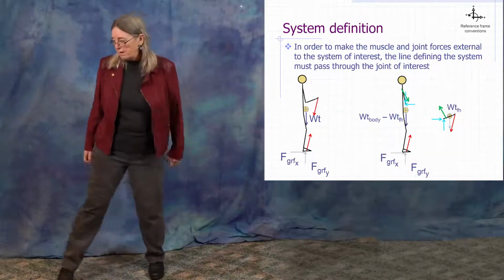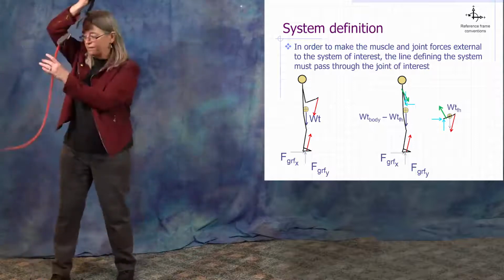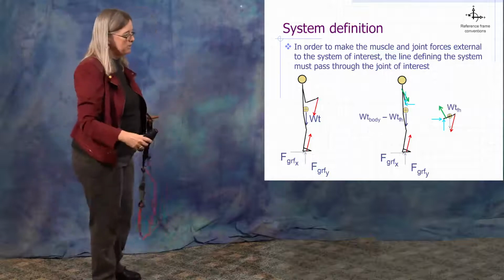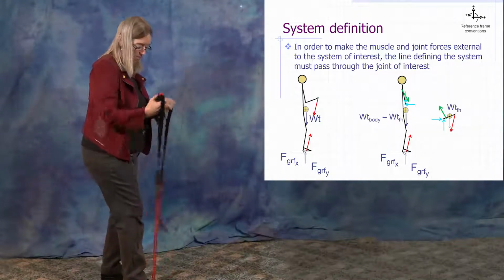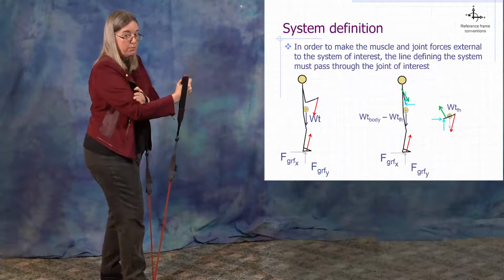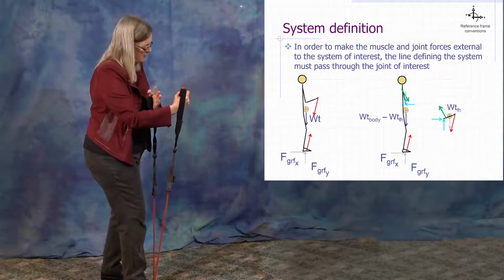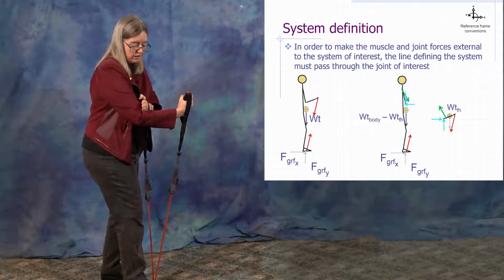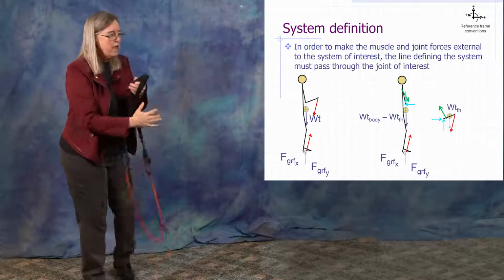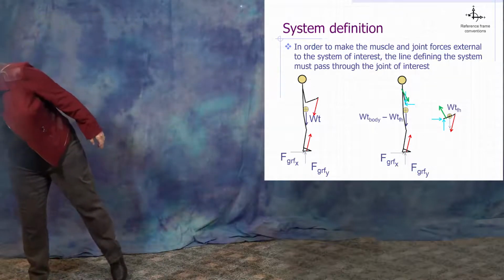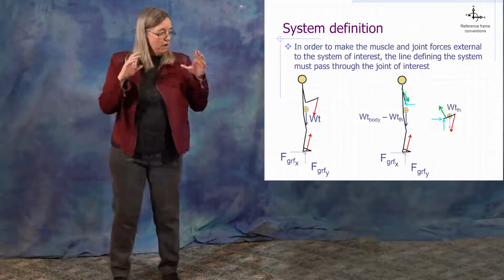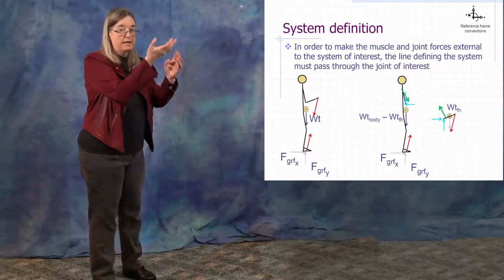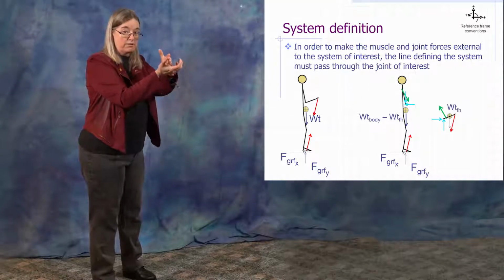If we were now looking back at our example, we would cut through the elbow, because we want to know what's going on in the biceps. If we want to know what's going on in the biceps, that is our joint of interest. We're going to cut through there. And what are we left with after we cut through there? Well, we have a forearm now, which has the force of the elastic band starting at our hand.